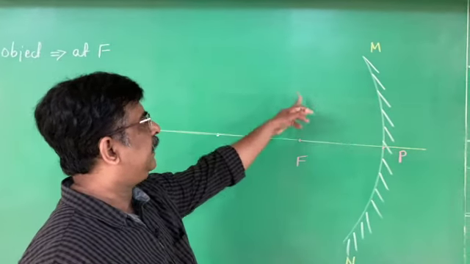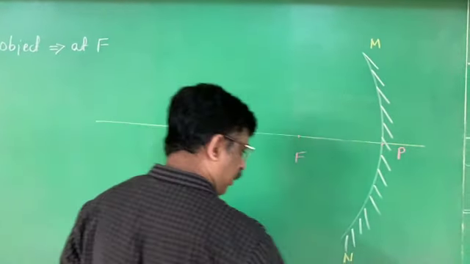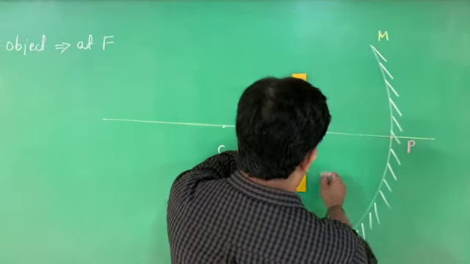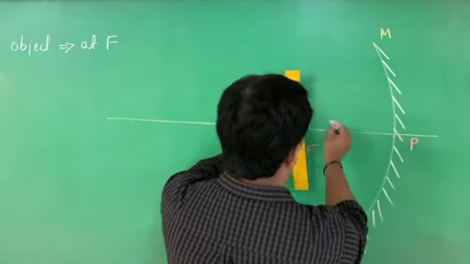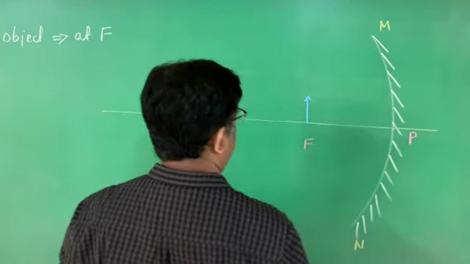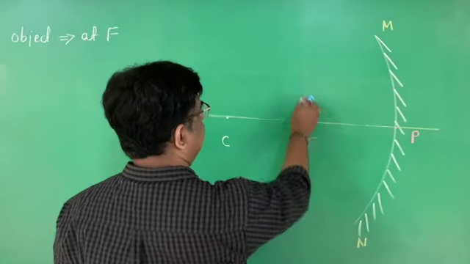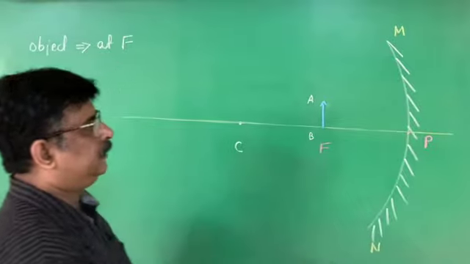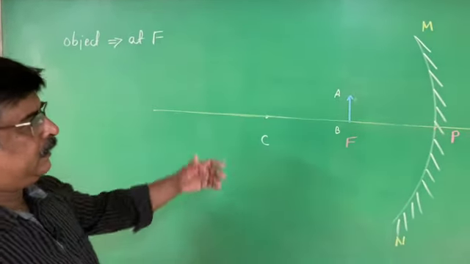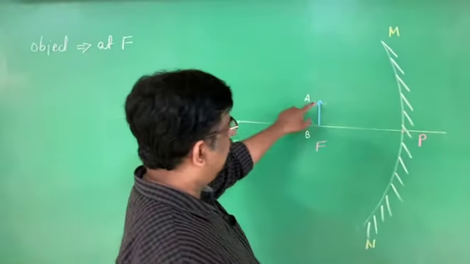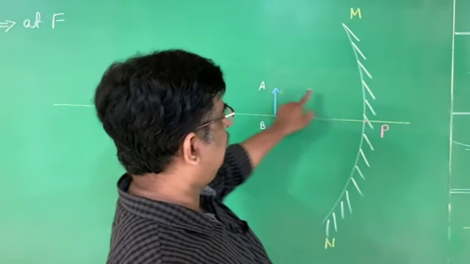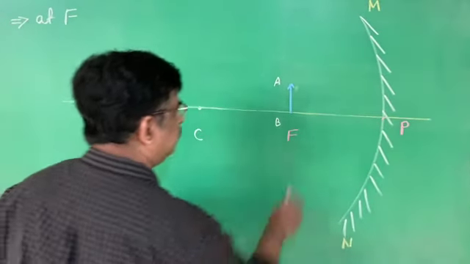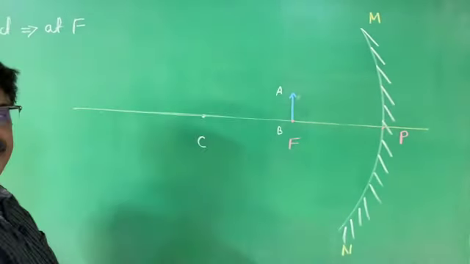The object is placed at F. I keep the object at F. And the object is named as AB. Now, the conditions selected are the first one and the third one. A ray of light which is parallel to the principal axis, after the reflection, has to pass through the principal focus. This is the principal focus.